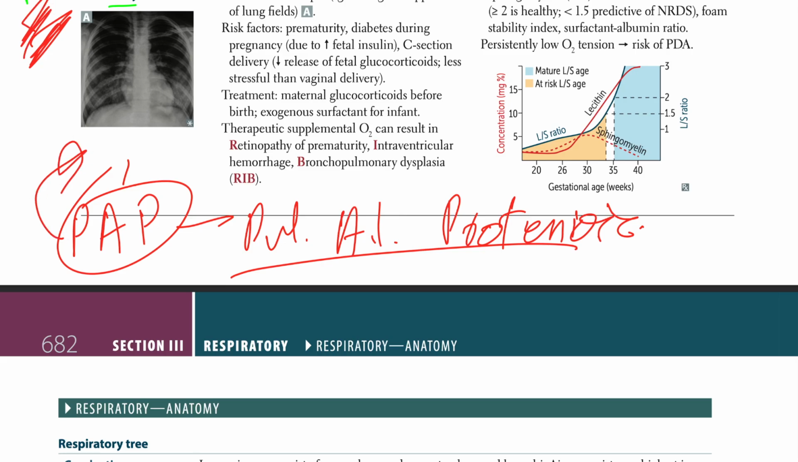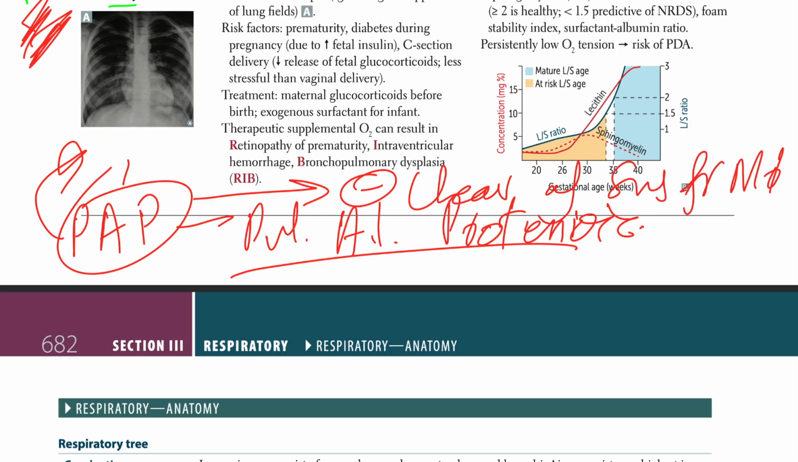So let me write it down. What do we have here? We have impaired clearance of surfactant from macrophages. So what's going to happen is you will have so much surfactant remaining in the lung. Well, there is no clearance.